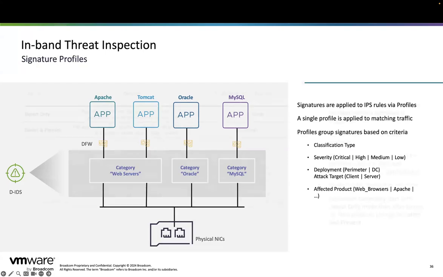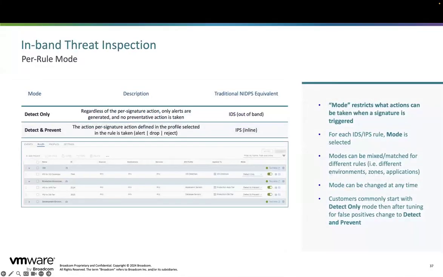So what does this actually look like? Just a quick glimpse. Here's our interface for managing IDS/IPS. You can see in the screenshot there under mode, there's a detect only. This is regardless of the signature action. We will only do alerting. There's no preventative action. And there's also a detect and prevent. This action is per signature, and the action is defined in the profile selected. So you have to choose still alert, drop, or reject.